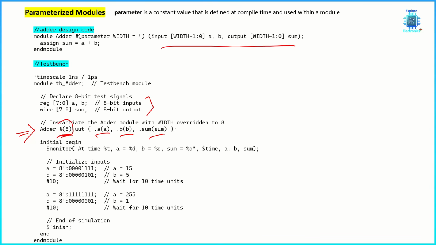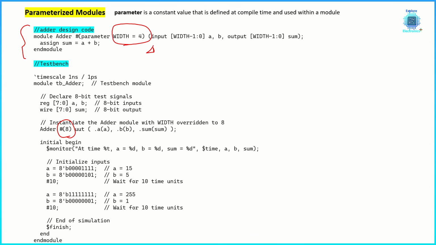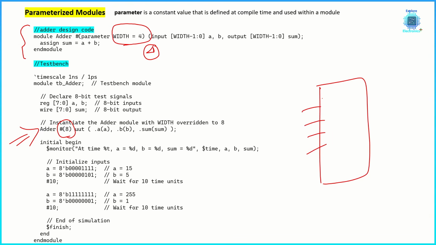I need to provide the value for the parameter width with a hash keyword like this. Suppose we give it as 8 over here and the parameter width is 4 over here. This design is made for the parameter with the value 4 and we are scaling up to 8. It means in our design we have designed an adder which will take only 4-bit values. A is 4-bit and B is 4-bit, right?